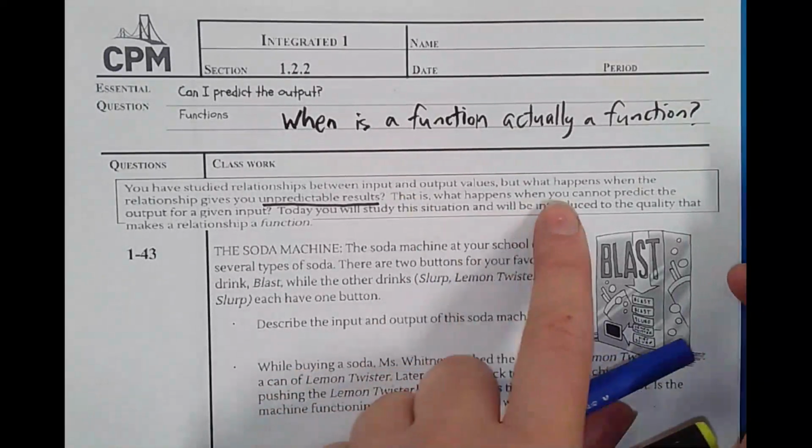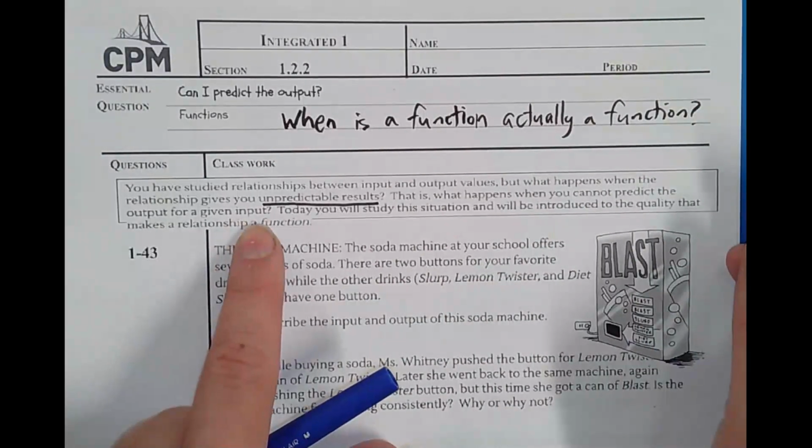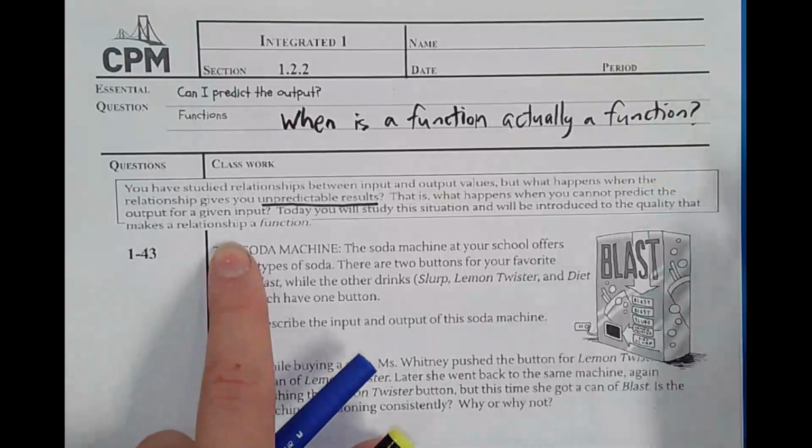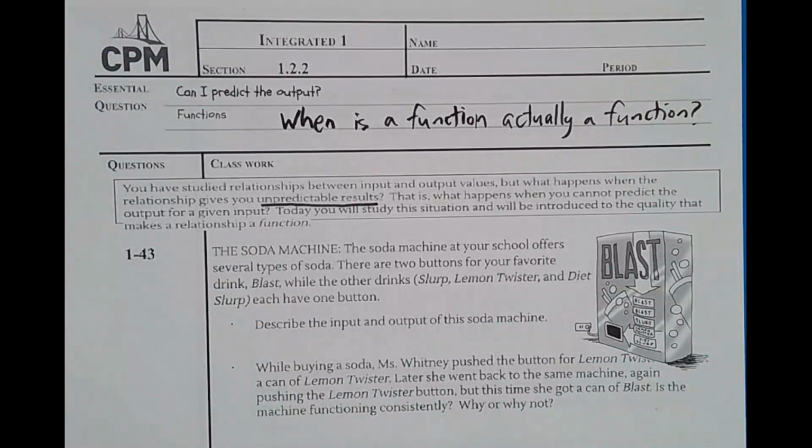That is, what happens when you cannot predict the output for a given input? Today you'll study the situation and will be introduced to the quality that makes a relationship a function. Have you ever pressed a button on a vending machine, yes or no? When's the last time you actually wanted to get some M&Ms, or maybe some chips or some gum from a vending machine? You press the number 143, which means I love you. You press 143 because that says it's going to give you gum or chips, but actually it gives you nothing.